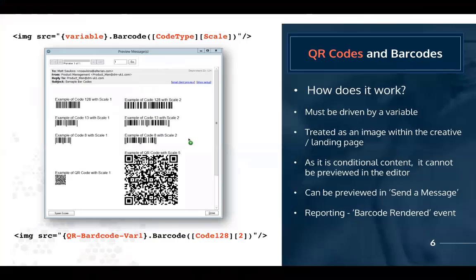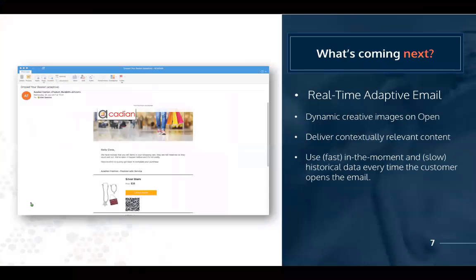Now moving on, I'm going to do a technology preview of one of the things that's coming next. As Sally said, this is real-time adaptive email, which means we've introduced the capability for dynamic creative images on open. This is really powerful in terms of personalizing the email that is given to the user at the time that they open the email.